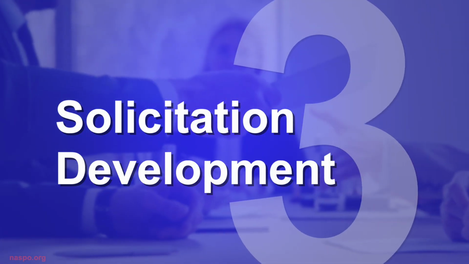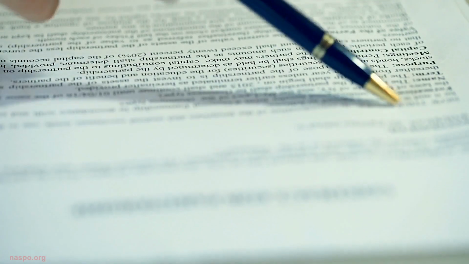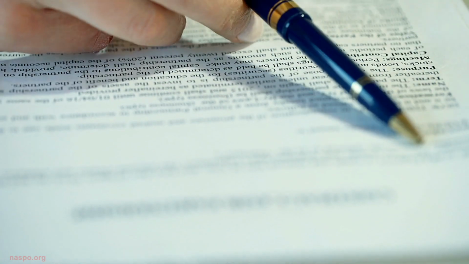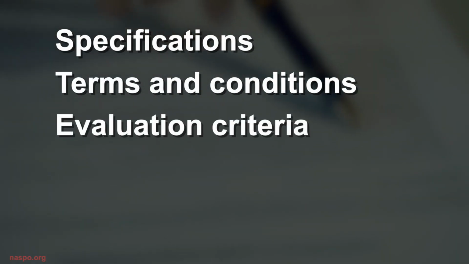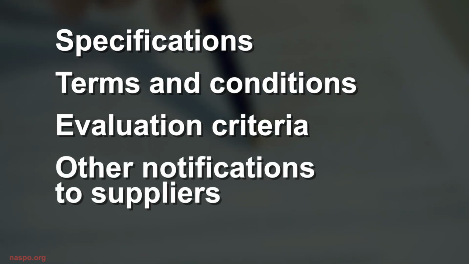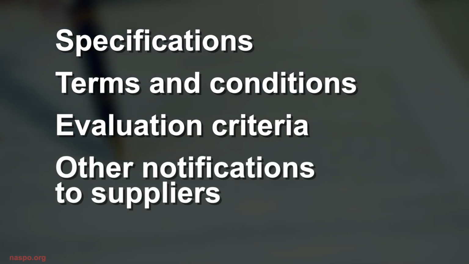Solicitation development. This step in the process involves the creation of the official solicitation document utilized by the entity, including specifications, the appropriate terms and conditions, evaluation criteria, and other notifications to suppliers for both formal and informal competitive solicitations. The solicitation is then posted publicly to allow for response by interested suppliers.